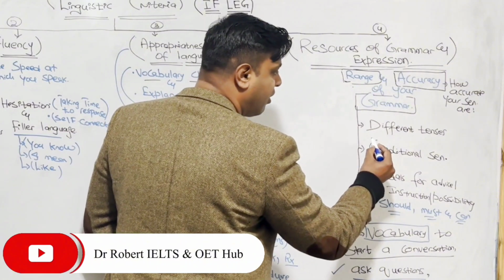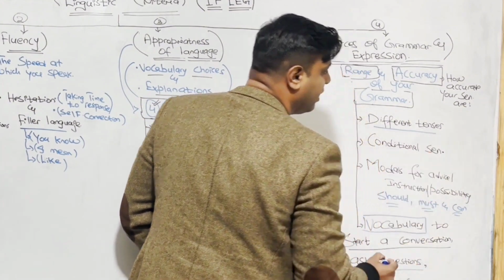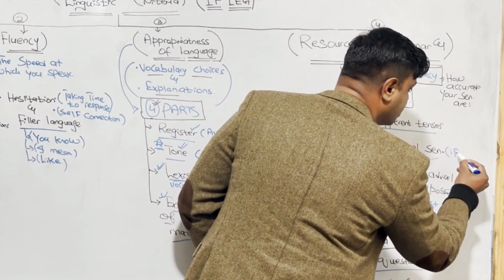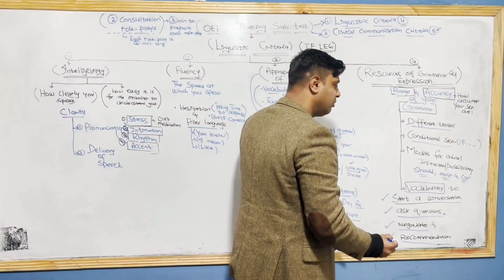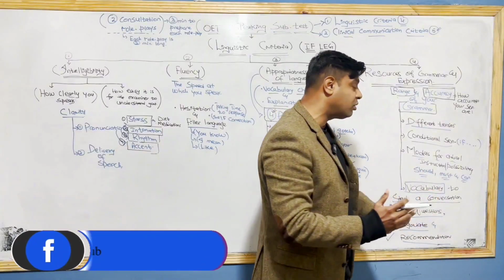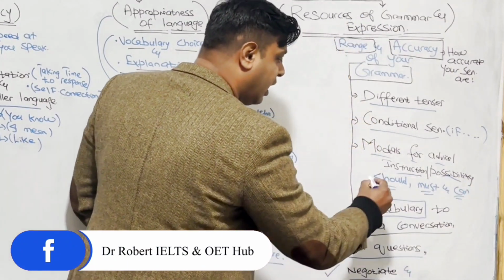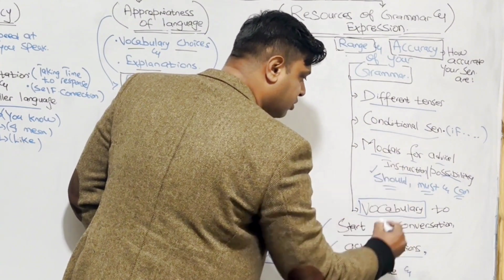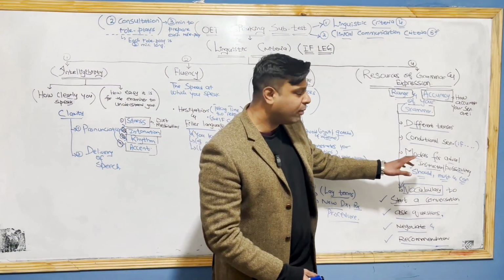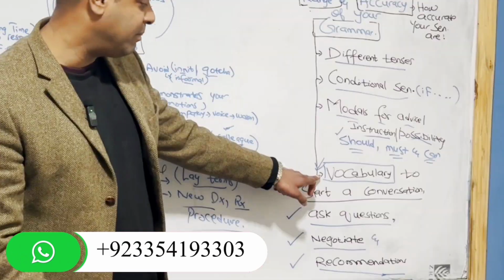Now, in the domain of grammar, one must use different tenses. One must use conditional sentences, those sentences that start with the word if, and one must really know the modals for advice. If you're going to advise, if you're going to give instructions, if you're going to talk about possibilities, you need to use should, must, can.